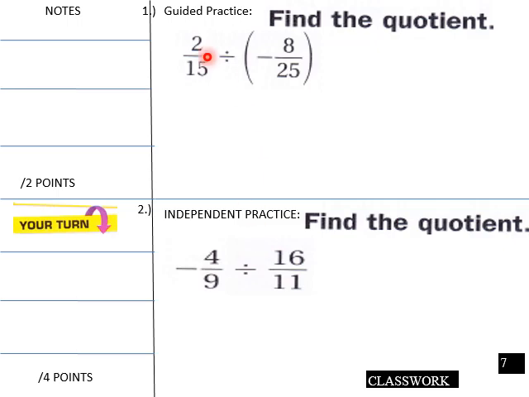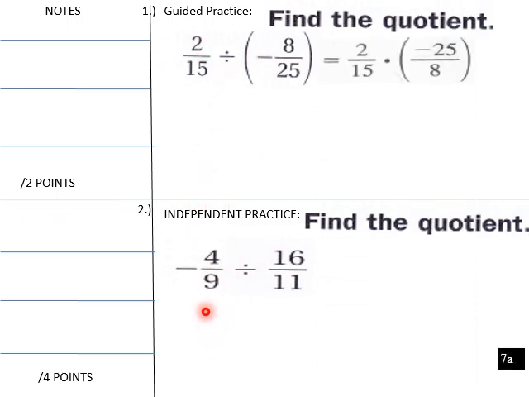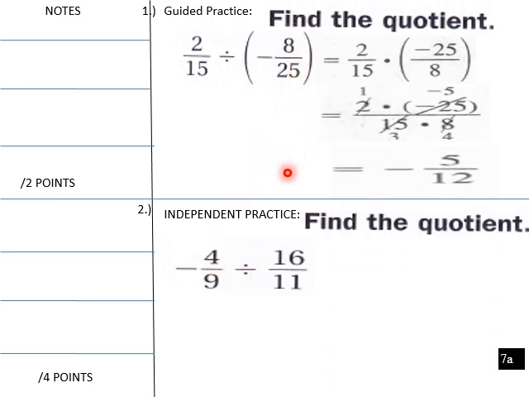Okay, our first practice. Students, this is yours. Pay attention to this so you can do yours. Our solution here equals 2 over 15 times negative 25 over 8. We flip our divisor and then multiply. And then we do canceling, and we get negative 5 over 12 for our solution here.